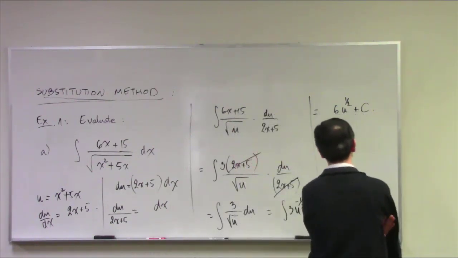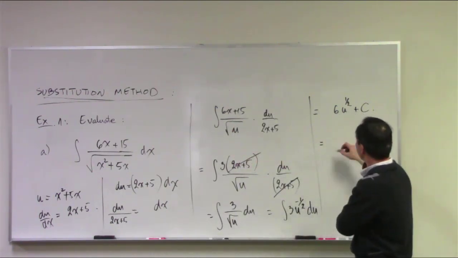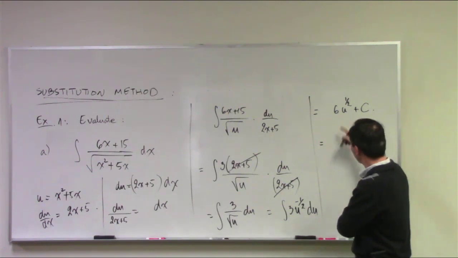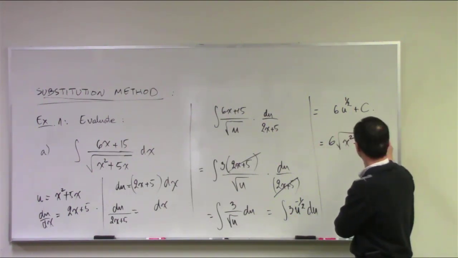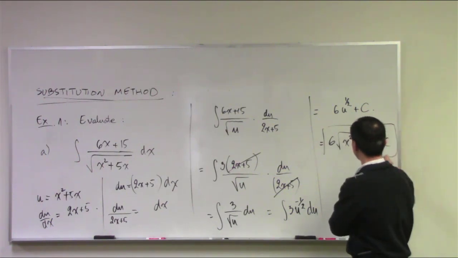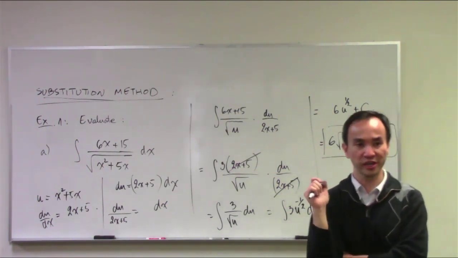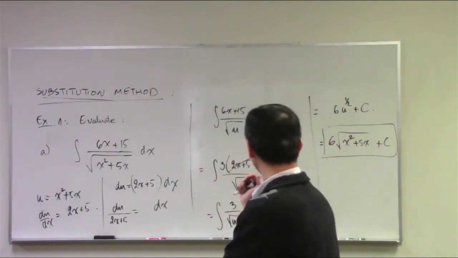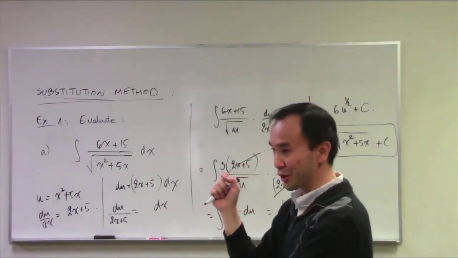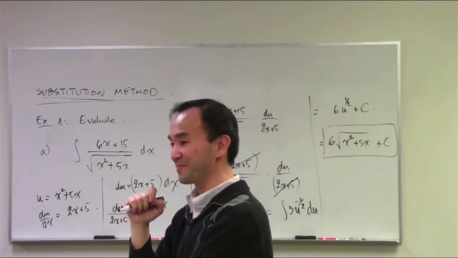And then with that here, what do we have? We have to bring back the meaning of the u variable. So it's 6 times the square root of x squared plus 5x, plus c. We're done. Yes, you can quickly check your final antiderivative to ensure that it is the correct antiderivative. See what I mean?